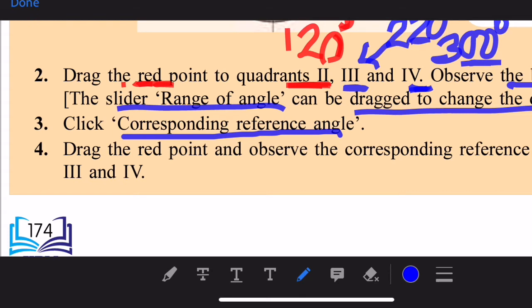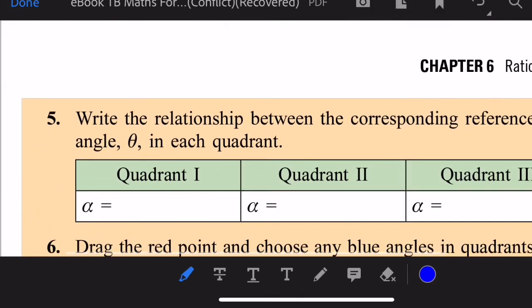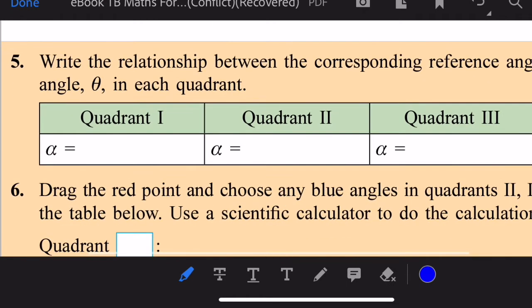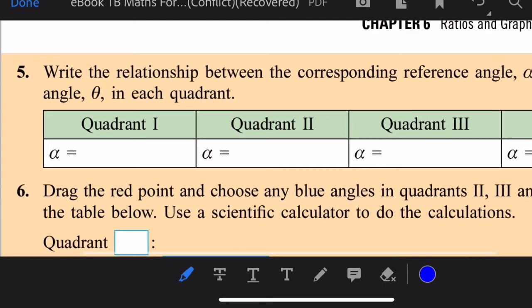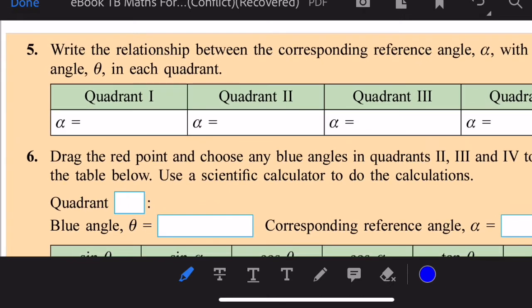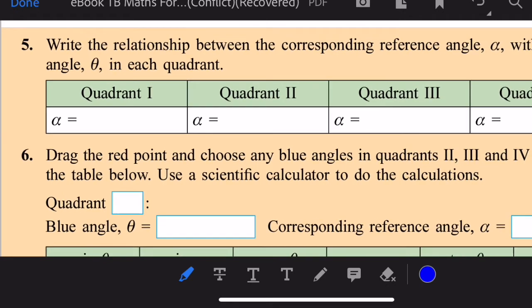Alright, so let's proceed to the next one. Write the relationship between the corresponding reference angle alpha and the blue angle. So let's write down alpha with the blue angle, theta, in each quadrant.